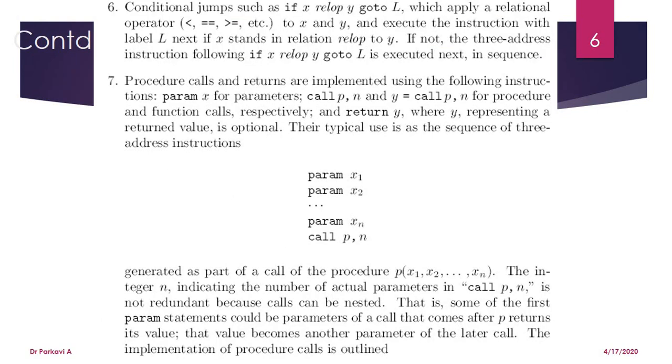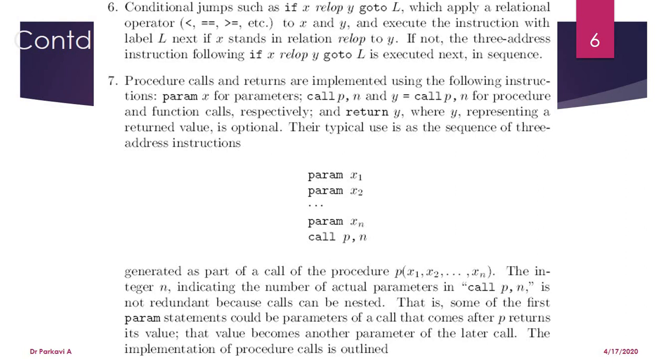The sixth form is if x relational operator y, go to L. Here the relational operator may be less than, double equal, greater than or equal, not equal, less than or equal, or less than or greater than. So these are some of the relational operators. So x relational operator y, if that is true, what else is to be done? That will be specified through go to the label.